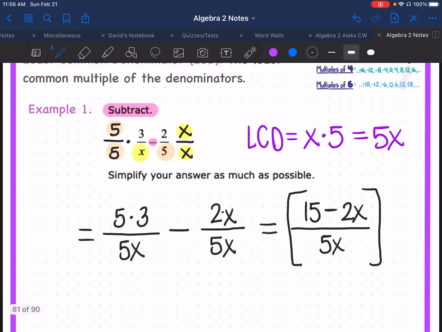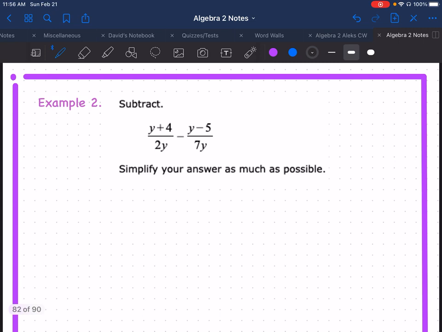All right, let's go ahead and look at our next example. They're just going to progressively get a little bit harder. Take a look at your denominators. There we go. And we are once again being asked to subtract. So just to help myself remember.